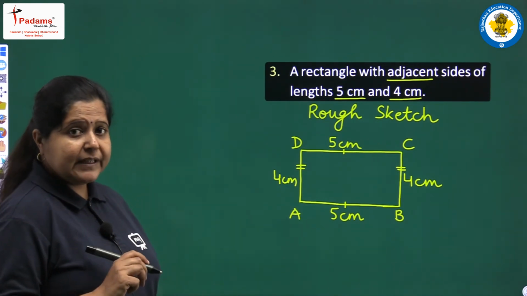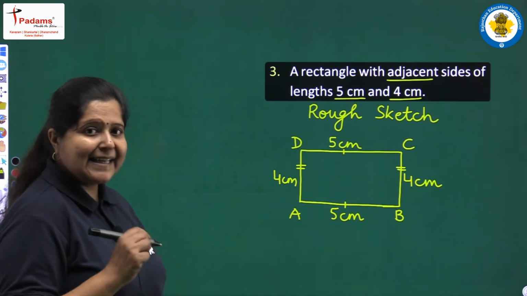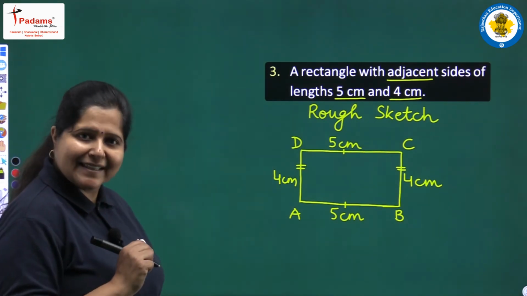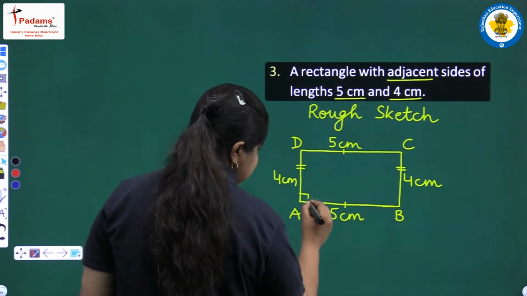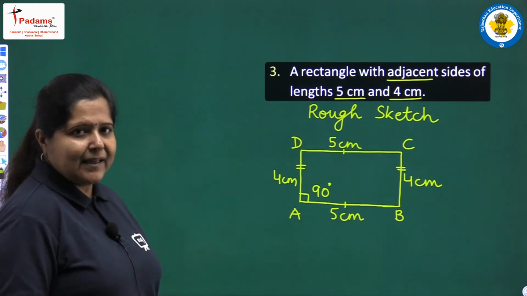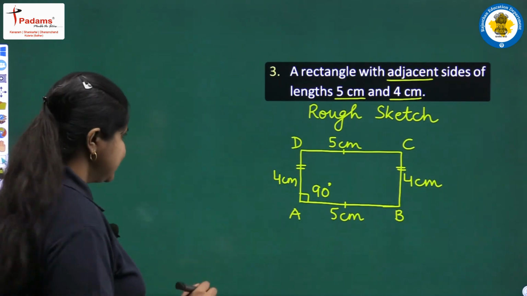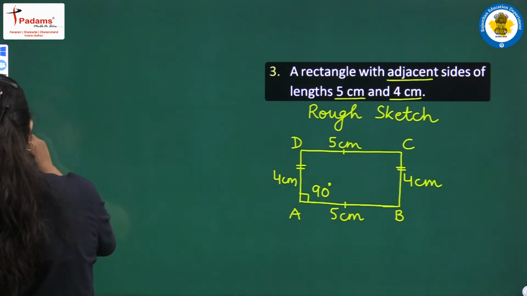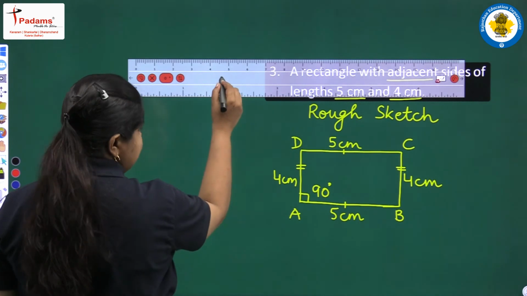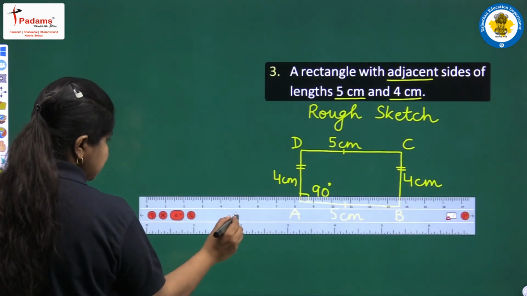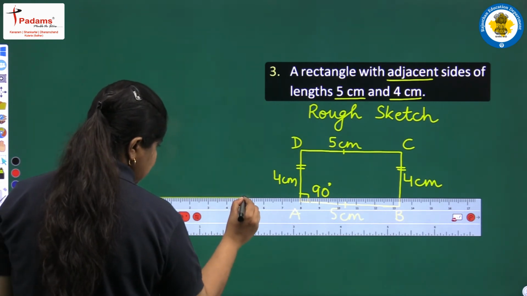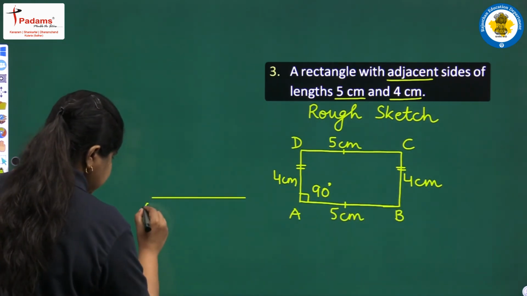One more measurement we need to construct a unique rectangle. And what is it? We know that in a rectangle each angle measures 90 degree. So we will take this angle as 90 degree. We can take angle B also as 90, but we are taking angle A. So let us now start the construction. First of all, we will draw line segment AB of length 5 centimeter. As you can see in the rough figure, we will start from AB of length 5 centimeter.